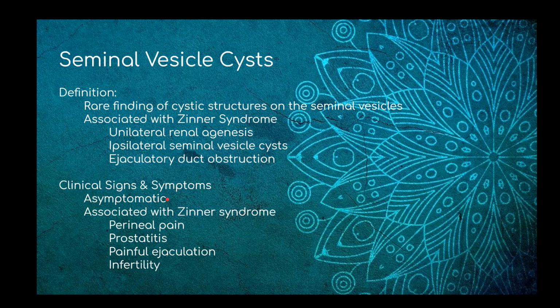As far as symptoms go, if they're not causing any sort of blockages, then they're typically asymptomatic. So you might see a tiny little cyst off to the side of the bladder, and it would be incidental at that point. If it's associated with Zinner syndrome, then these patients have almost persistent prostatitis, which results in pain in the area, painful ejaculation, and then infertility that goes along with it.